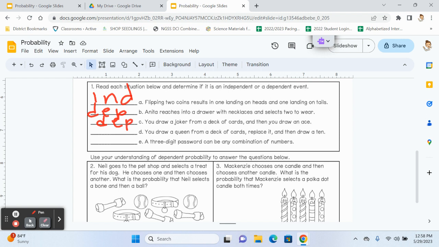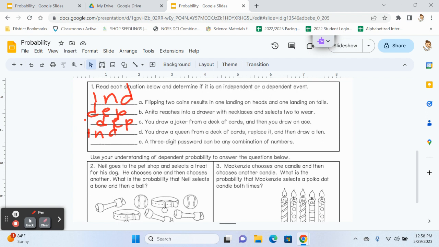Now let's look at the difference here. This next one: you draw a queen from a deck of cards, you replace it, and then draw a 10. So you started with the full deck of cards, you picked one, you stuck it back in, so you still have a full deck of cards. So this one is independent. It doesn't matter what happened the first time around. So we're calling that independent.